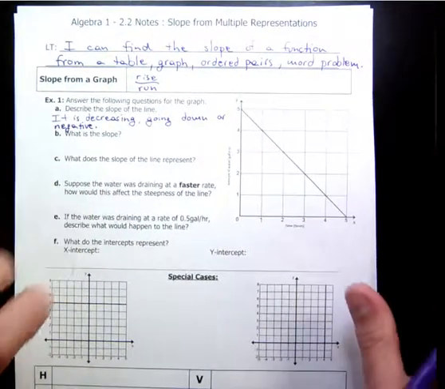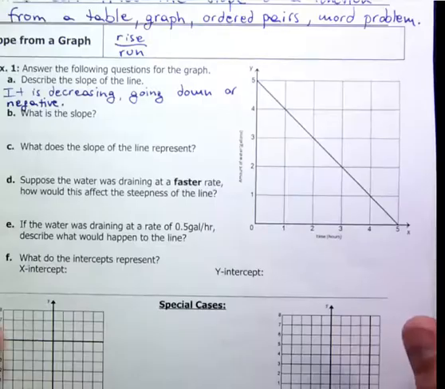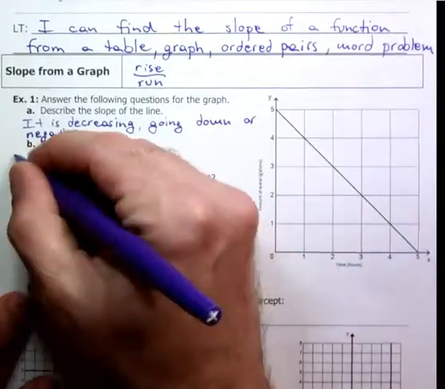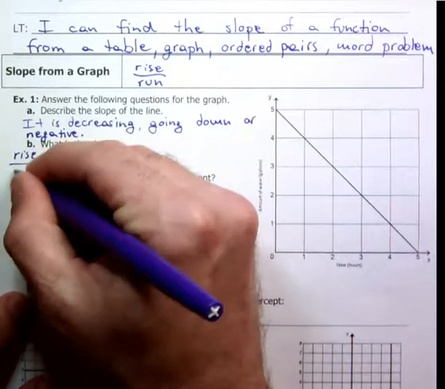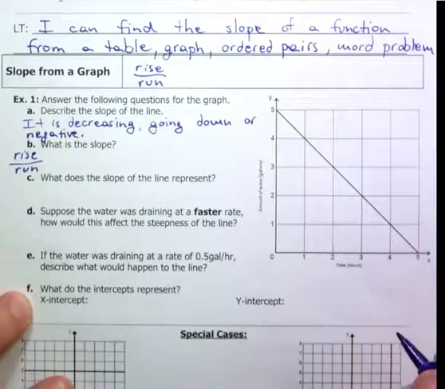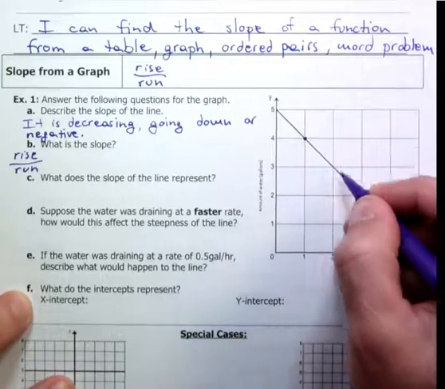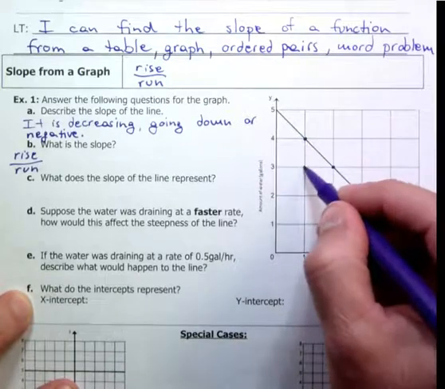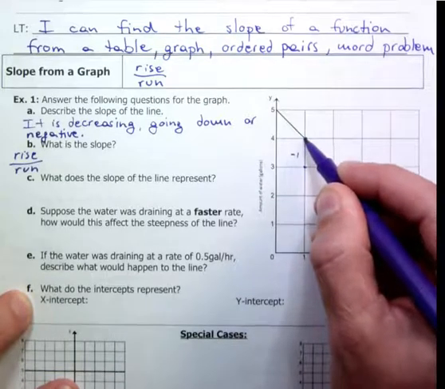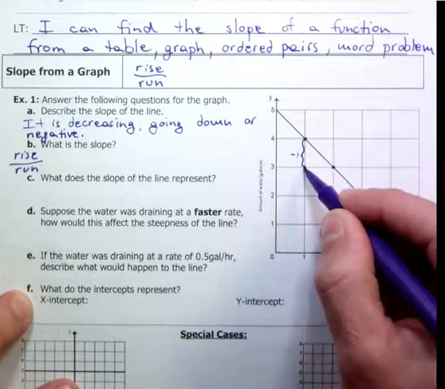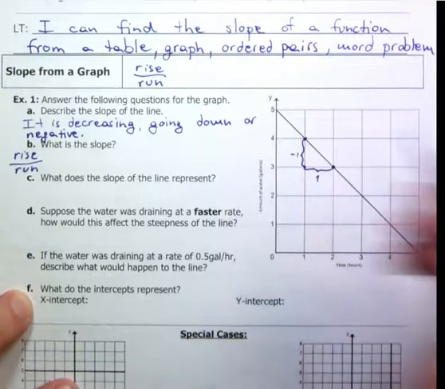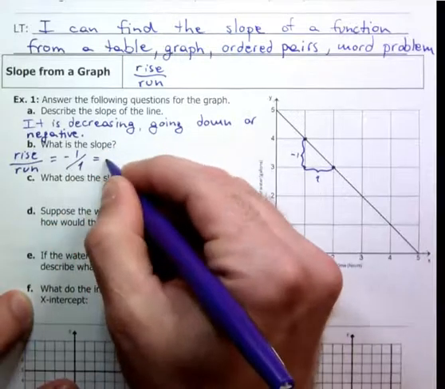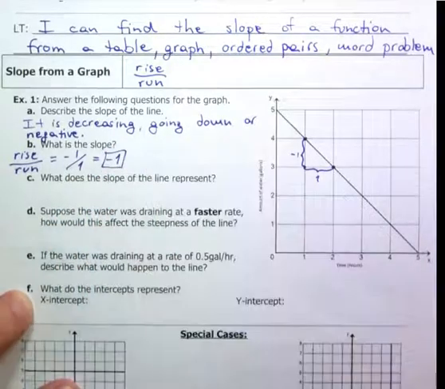The second question they have there is, what is the slope? So I have to look for my rise over run. If I pick any 2 points, it doesn't matter which points I pick, I went down 1, that's a negative 1. So down 1 over 1, which is the run. So my slope is negative 1 over 1, which is equal to negative 1.